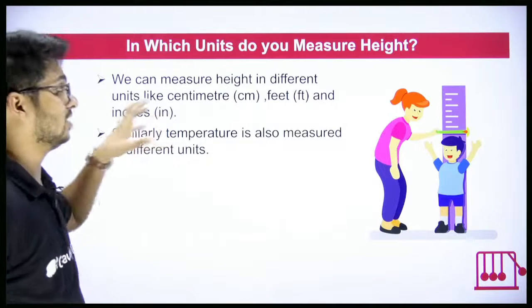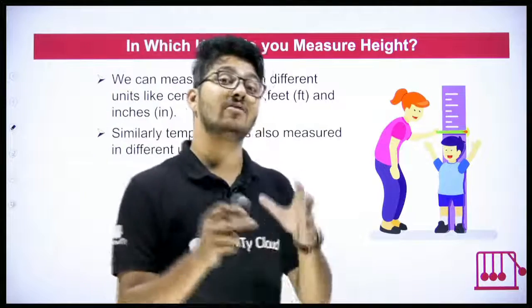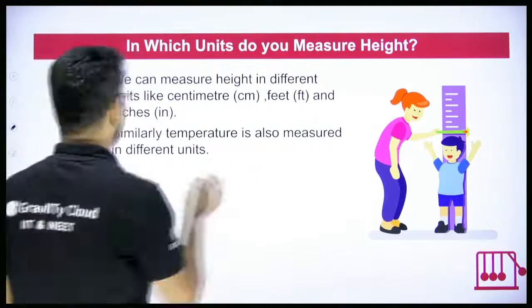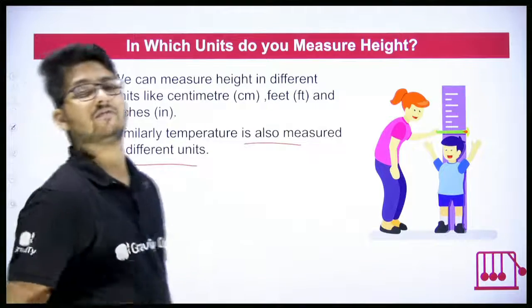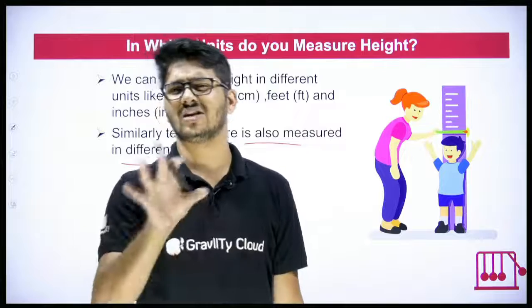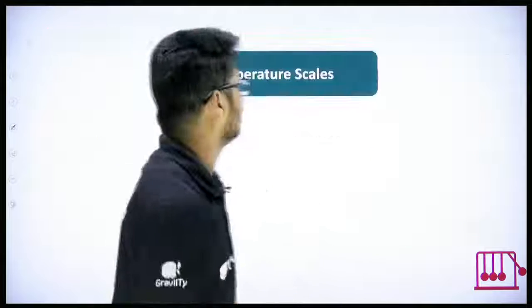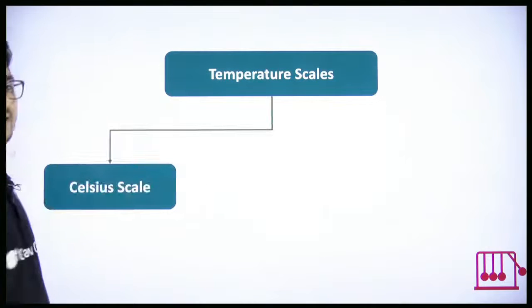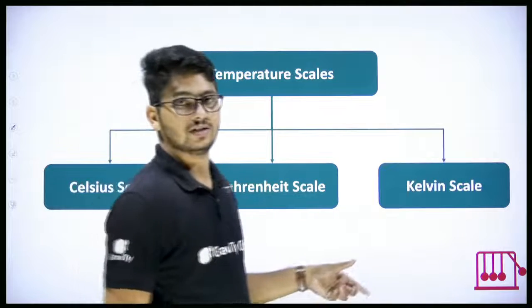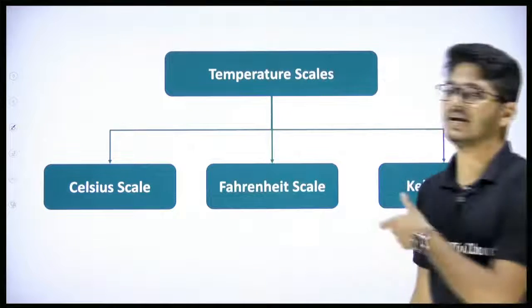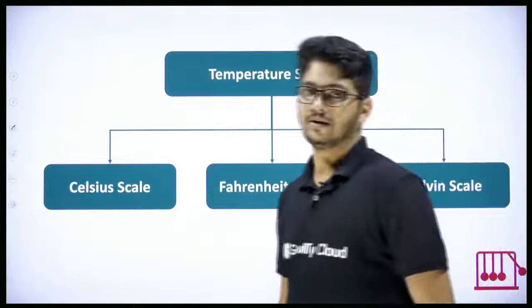Now here for measuring height, we have different units. Similarly for temperature also we will have different units. For temperature also we'll have what? Different units. And for every unit we define a scale. You'll understand what scale is. As of now, understand it as different units. So for temperature, what are the units or what are the scales? You have the basic ones: the Celsius scale, the Fahrenheit scale, and the Kelvin scale. You have 3: Celsius, Fahrenheit, and Kelvin. We'll go into each and every one of them, then you'll understand them very clearly.